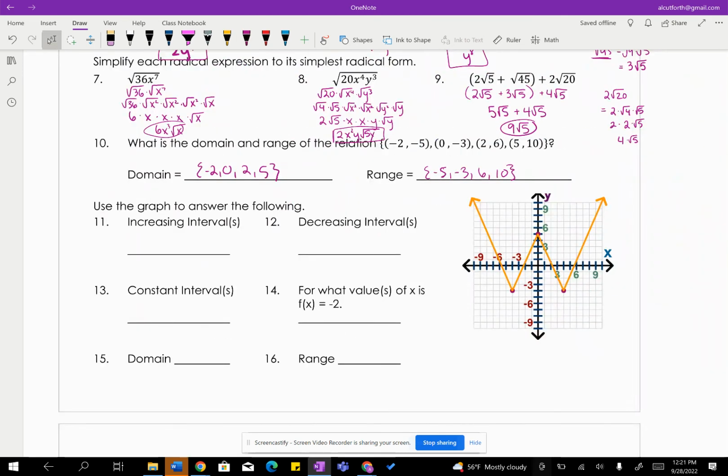Increasing, decreasing, constant. Remember, you're going to start on the left side of your function, trace along, and ask yourself when you're going down, that's decreasing. When you're up, that's increasing, right? If you're staying the same, that's constant. When we list our intervals, do we use x values or y values? X values. So go ahead and do the increasing and decreasing.